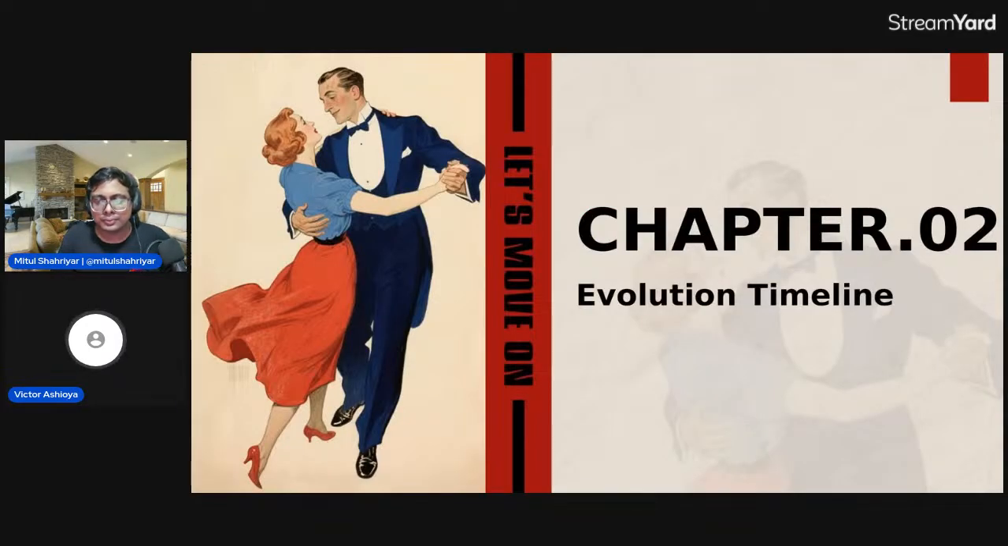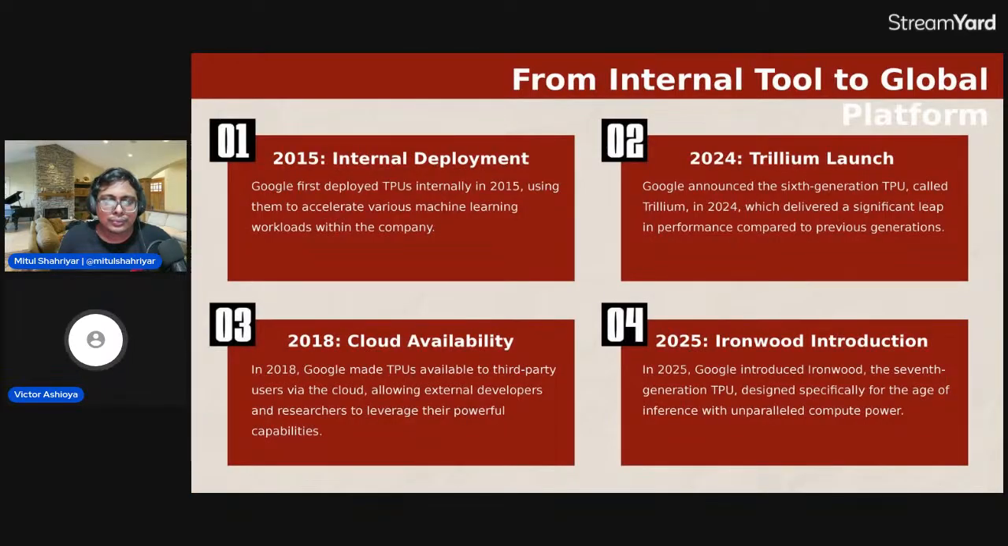Now, going forward, the evolution, we're going to look at it real quick. This is not something I want to focus on, but just give you background context. So 2015, internal deployment. Google first deployed TPUs internally in 2015, using them to accelerate various machine learning workloads within the company. That's the first. Then moving fast forward, 2018, Google made TPUs available to third-party users via the cloud.